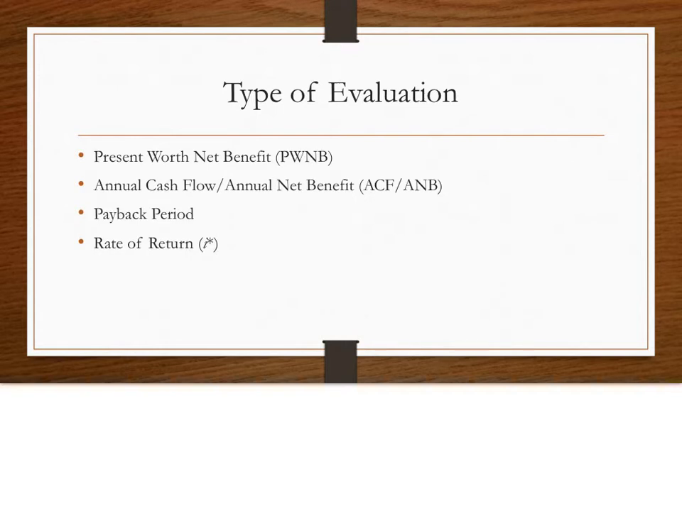Next is rate of return, which we signify with our I star. Rate of return determines basically at what interest rate our costs and our benefits equal out. And finally, the benefit-cost ratio allows us to qualify if an alternative has a positive net benefit.